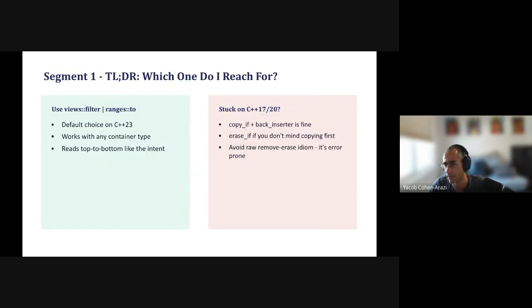If you're stuck with C++17 or 20 and you cannot have ranges-v3 even brought into your repository, use copy_if with back_inserter. Just make sure that back_inserter is like push_back, so it will reallocate if there is no more capacity. Erase if you don't mind copying first, which usually you do mind, unless there are some use cases where you want to copy first and something happens, you still have the copy untouched. Avoid the raw remove-erase idiom, not needed anymore.